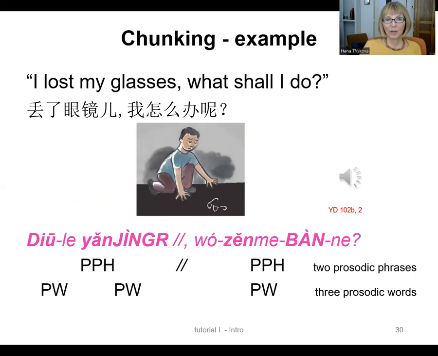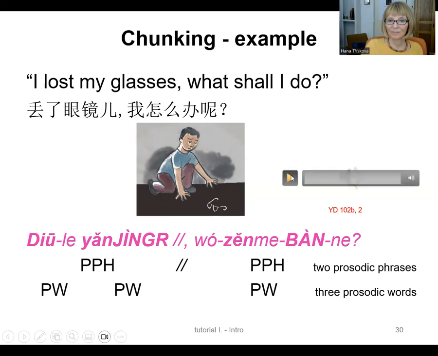Here is an example of chunking. It's a short utterance about, oh, my mouse is lost. So I lost my glasses. What shall I do? 丢了眼镜了，我怎么办呢？ I put some low.